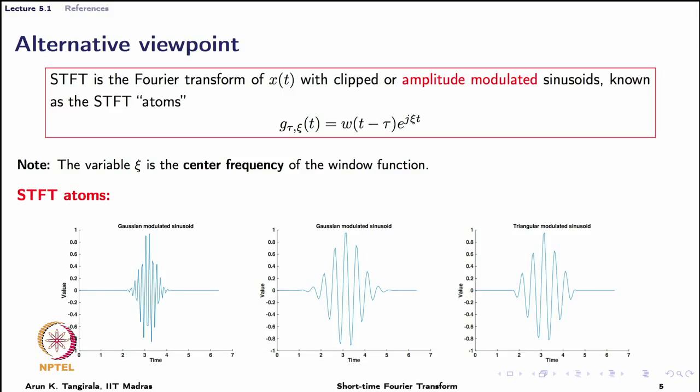The alternative viewpoint is that the short time Fourier transform is the transform of the signal itself, but now with a clipped sinusoid. So, you should appreciate both these viewpoints. In one viewpoint we are saying I am going to clip the signal and then take the Fourier transform of the clipped signal. The other viewpoint says no, I am going to keep the signal as is, but I am going to clip the basis, or I am going to clip the analyzing function. That gives us some different insights into how the short time Fourier transform works.